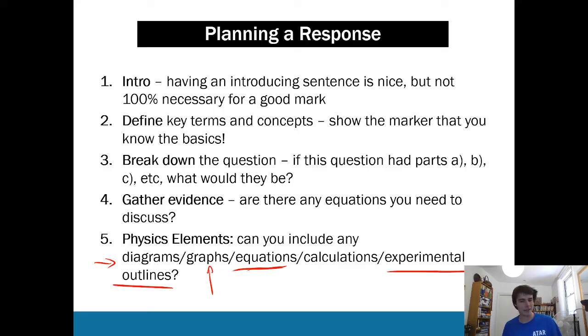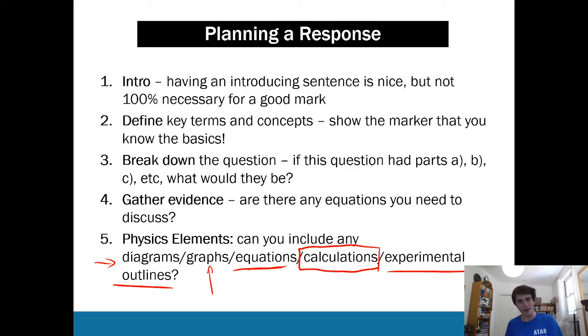And then finally, calculations. Now, calculations, if you can include them, that's really, really great. They won't always be something that you can include, because they depend on whether or not you've been given numbers in the question to do calculations with. It looks like in the new syllabus in your exam, chances are your extended responses will have some kind of calculation element to them, which is really nice. However, that's not necessarily guaranteed.